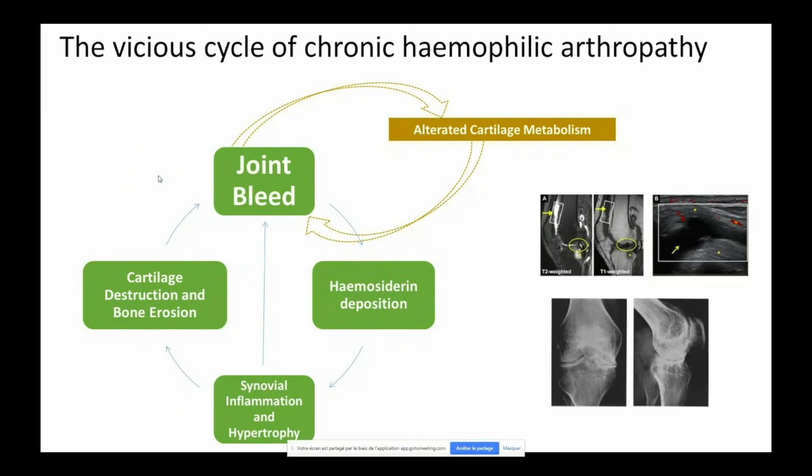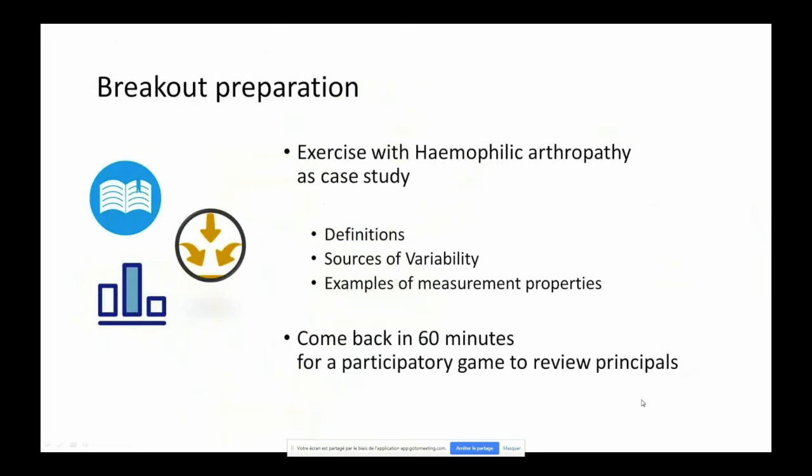We will show the vicious cycle of chronic hemophilic arthropathy, with the joint bleed and the synovial inflammation that cause cartilage destruction and bone erosion. And we will tell them that imaging techniques can at the moment be used for evaluating the inflammatory part, but also the structural damage part, by MRI, ultrasound, and X-rays. And we will go to the breakout.